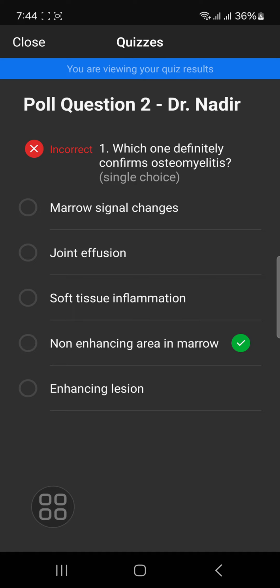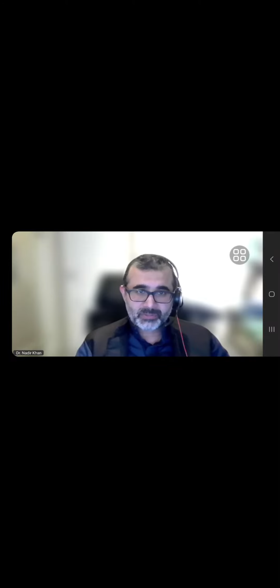Yeah, sure. With this one, actually, non-enhancing area in the marrow. Not always do marrow signal changes, which can be a bit of edema or a bit of enhancement, confirm osteomyelitis. So those cases where I showed you the heterogeneous appearance, and then the contrast was given to show you those areas in that heterogeneous pattern, which are non-enhancing. Those are the foci of pus, which our surgeons will go in to try to aspirate.